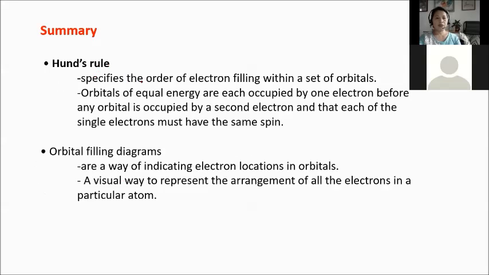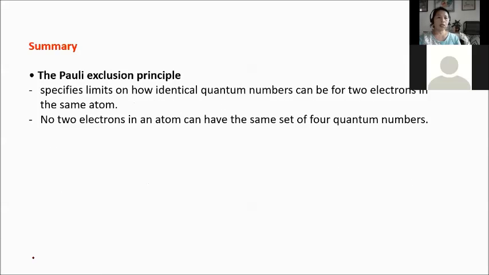Hund's rule specifies the order of electron filling within a set of orbitals. An orbital filling diagram is a way of indicating electron location in orbitals, a visual way to represent the arrangement of all the electrons in a particular atom. And Pauli exclusion principle specifies limits on how identical quantum numbers can be for 2 electrons in the same atom. So no 2 electrons in an atom can have the same set of 4 quantum numbers.